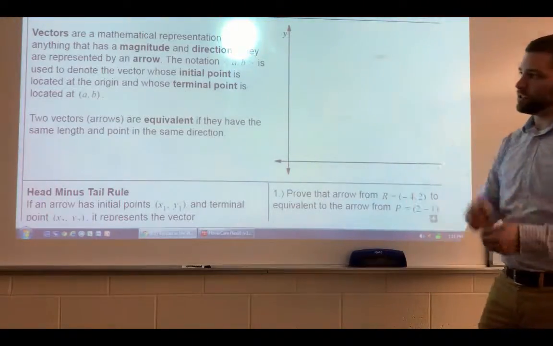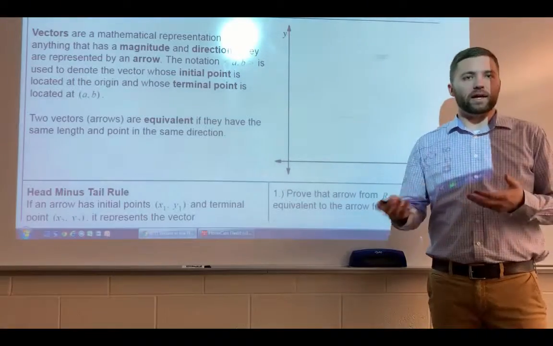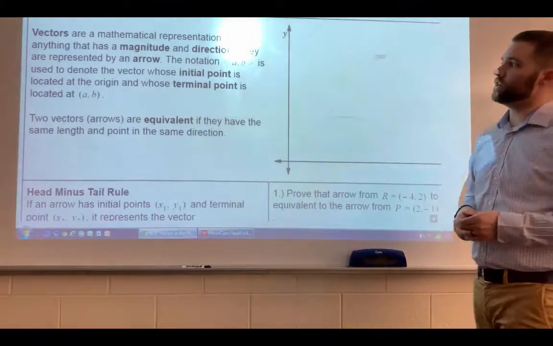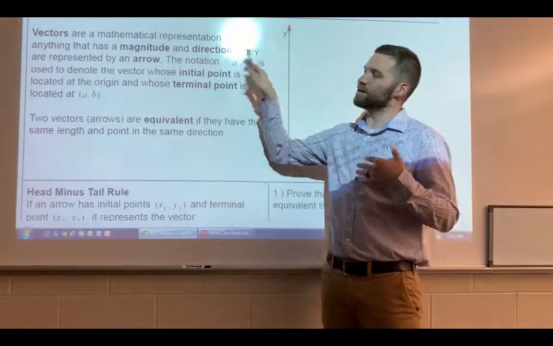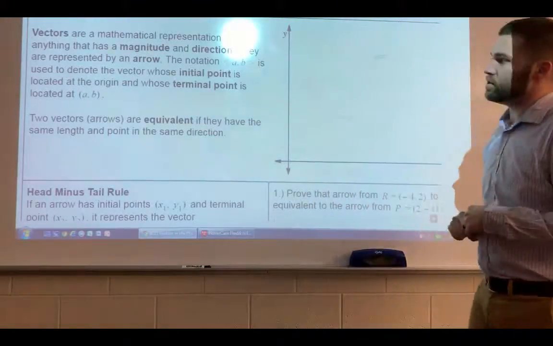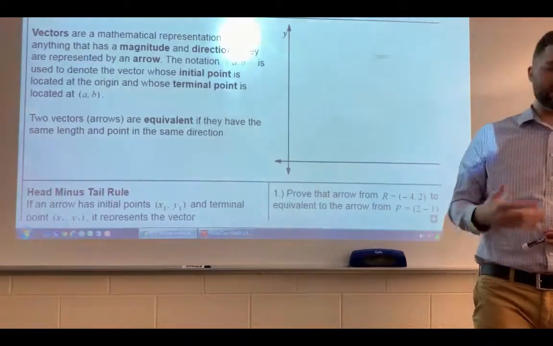Vectors are a mathematical representation of anything that has magnitude and direction. They're represented by an arrow or a ray, if you remember from geometry. The notation here that looks like ⟨a, b⟩, but it's not a point, it's got these two arrows pointing off to each side, is used to denote the vector whose initial point is located at the origin and whose terminal point is located at (a, b).